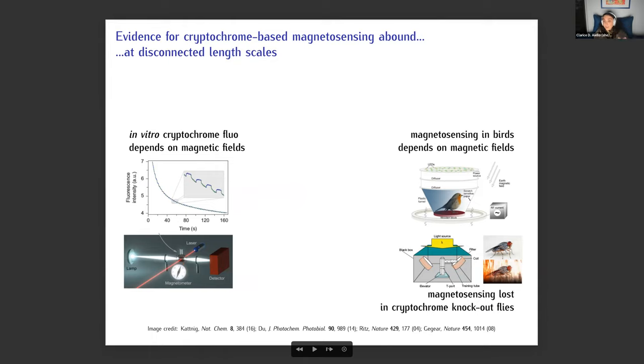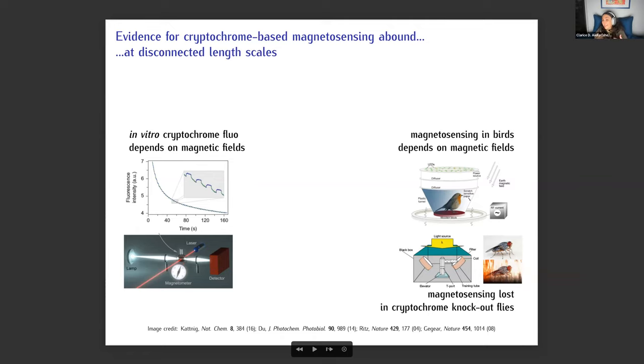On the left panel in the slide, there is evidence showing that cryptochrome actually behaves as a magnetic field quantum sensor, pretty much like the spin in diamond. Cryptochromes absorb blue light, get excited, and then emit light again. In the top left plot you see the fluorescence emitted by this molecule in solution as a function of the time during which you shine blue laser light onto it. The first thing you see is that the intensity of the fluorescence is going down.